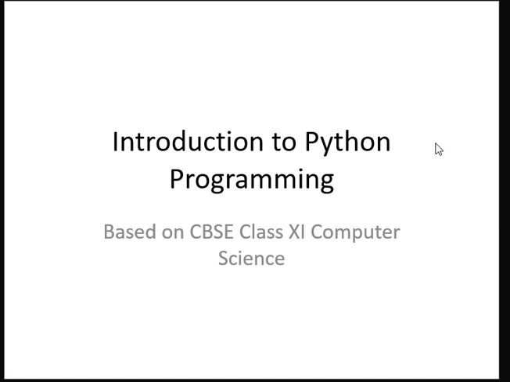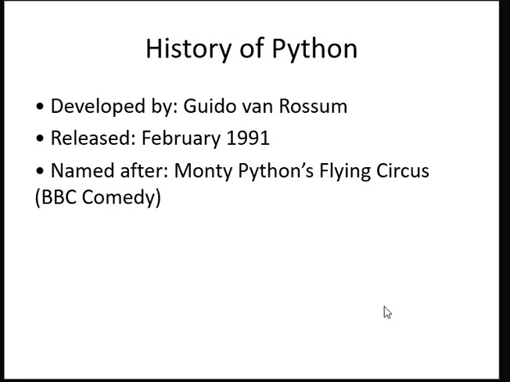Today I'm going to take the first chapter of the Python programming language of grade 11th computer science. The very first thing is that we should know the history of Python. So when we talk about the history of Python, it was developed long back in Feb 1991 by Guido van Rossum, and it was named after a famous BBC comedy circus, Monty Python's Flying Circus.